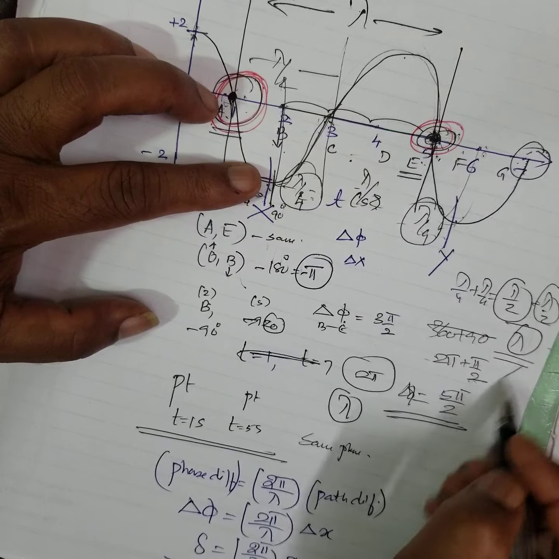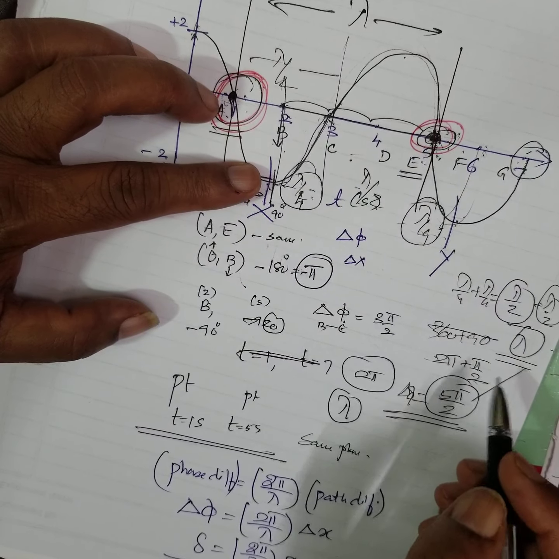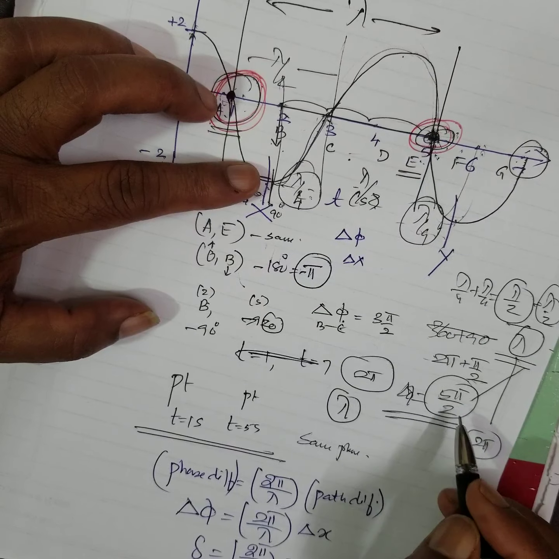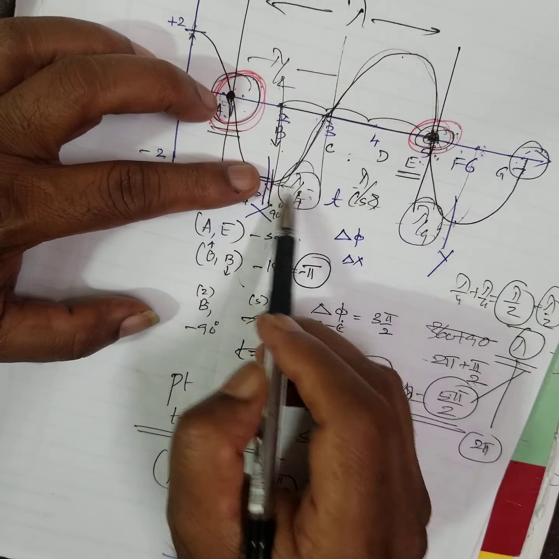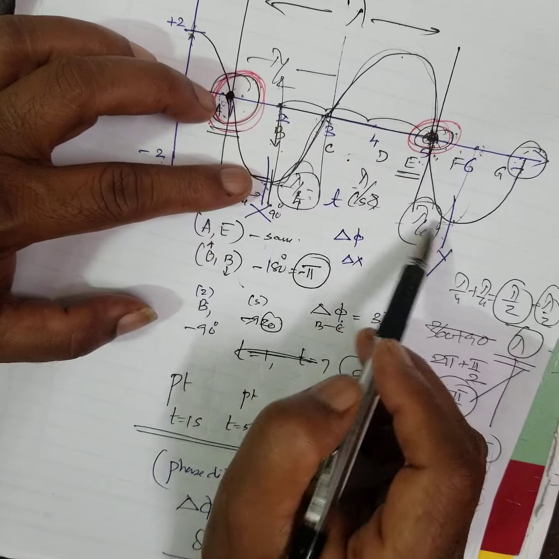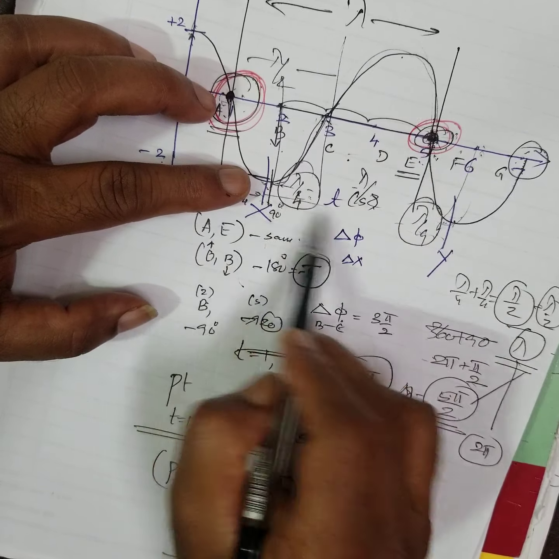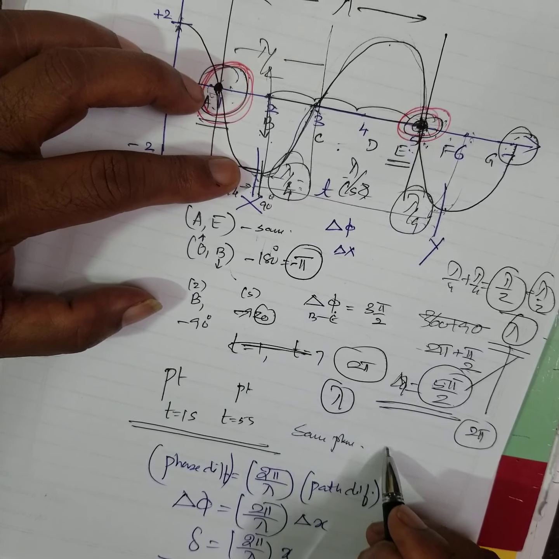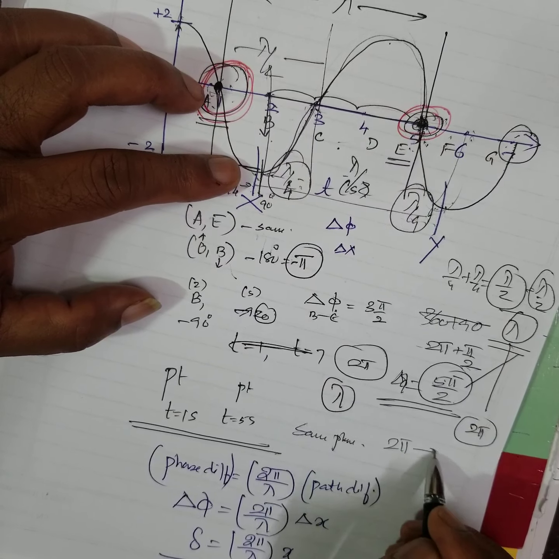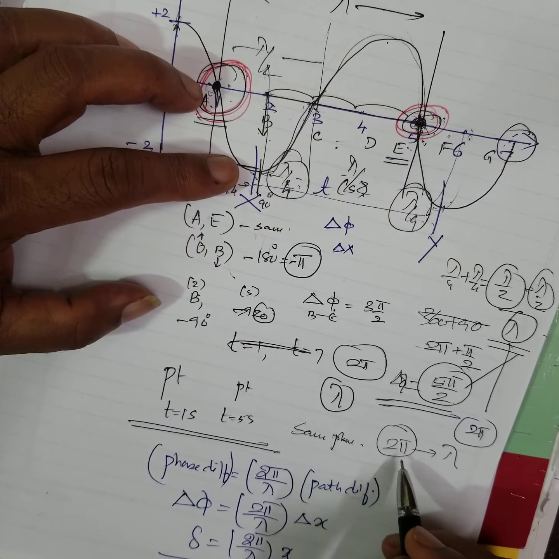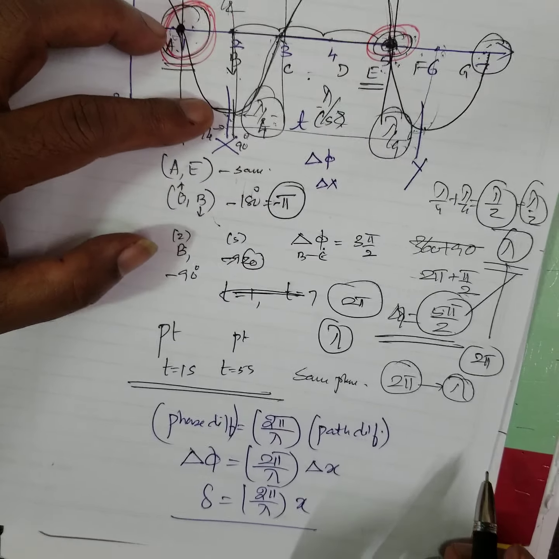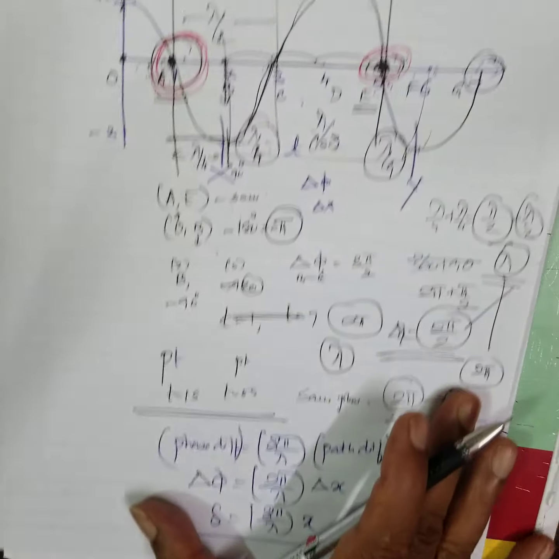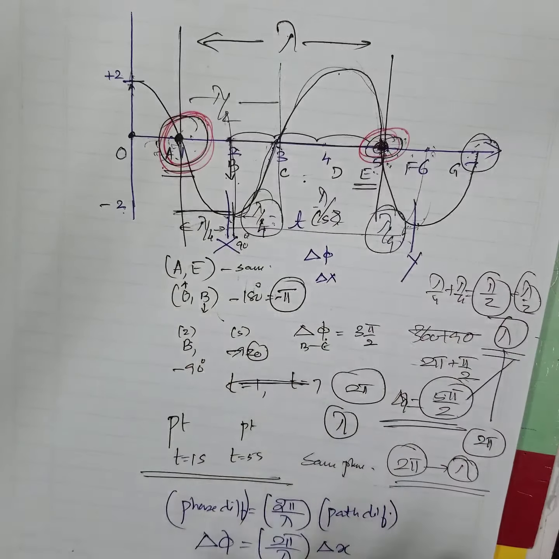The path difference of one wavelength means this is not 5 pi by 2. Pi will represent 2 pi, not 5 pi by 2. From here to here, lambda. When I say from this point to the same phase, if it is lambda, what is the phase difference? That means a phase difference of 2 pi corresponds to a path difference of lambda. Like this, they will confuse you in all possible ways.